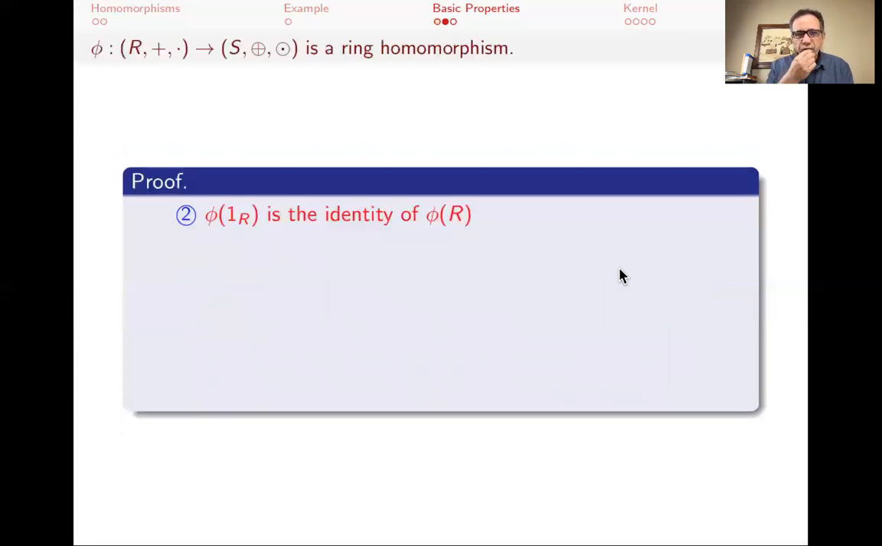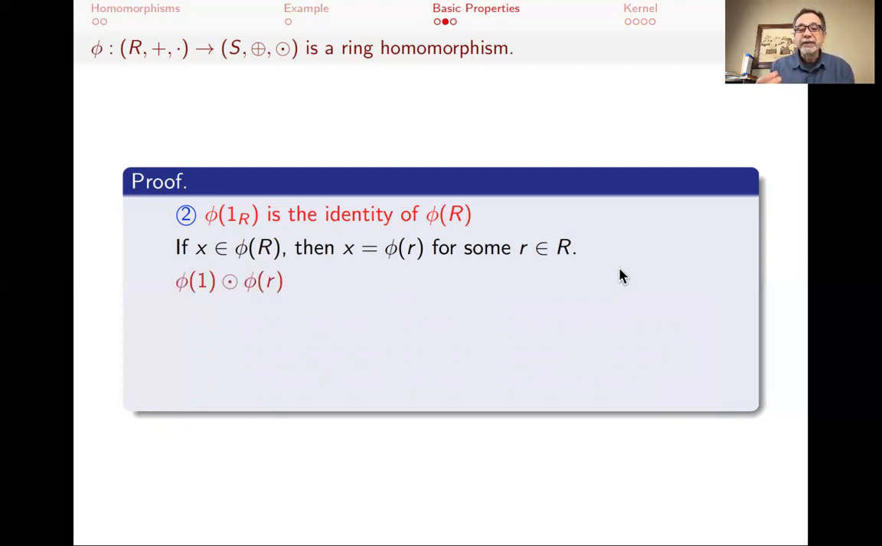For number two, again, phi is a ring homomorphism from R to S. I want to convince you that phi of 1_R, if you send one over, is the identity of phi of R. Well, how do I show that? You take some x in phi of R and you have to show that phi of 1_R acts like the identity. You do that by seeing if x times phi of 1_R is x or not. If x is in phi of R, then it's hit by something, so it's an image. And so there's some little r in R such that x is phi of r.